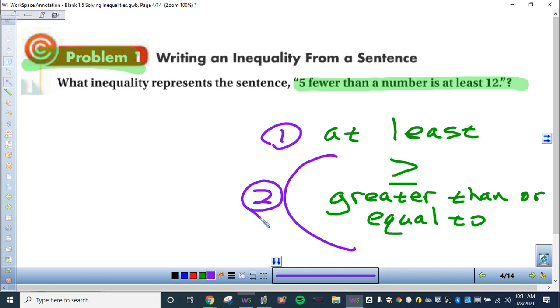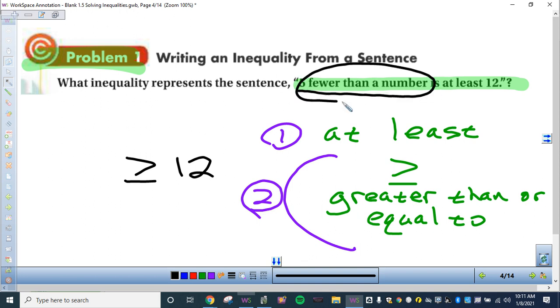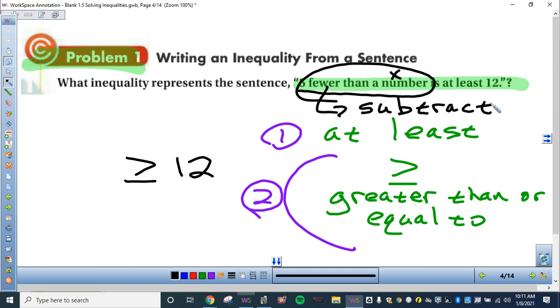Insanity. Okay, so we have: 5 fewer than a number is at least 12. So we know we have greater than or equal to 12. So I'm going to write that part of the inequality because I know that and I can write it down. So now we need to deal with this "5 fewer than a number." The number part is going to be your variable x. Fewer means subtract. So we're going to subtract. We have x and 5, and we're going to subtract. Subtraction is unique. With subtraction, you always have to have the variable first, the subtraction sign, then the number.